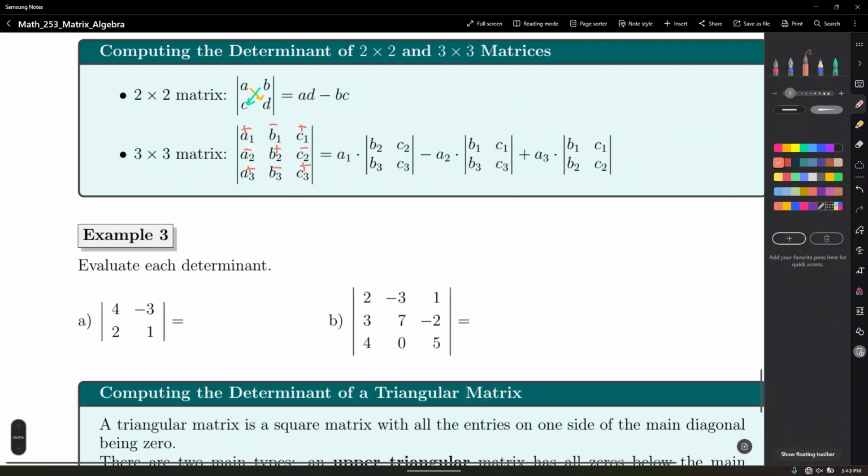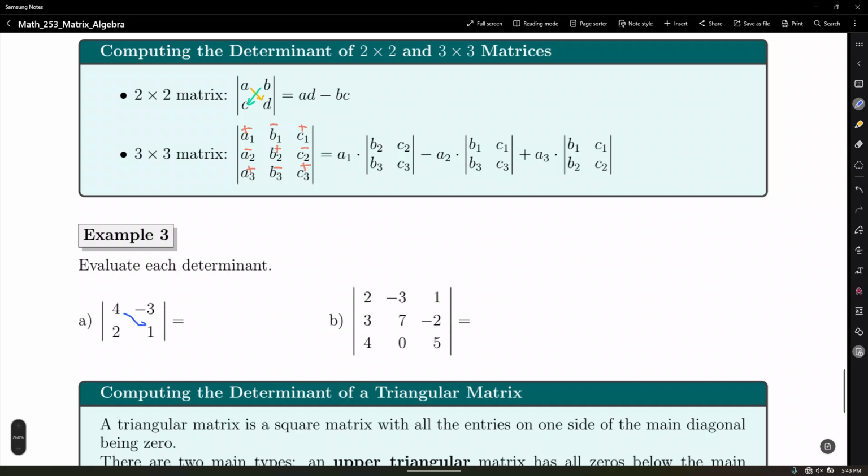Okay, let's evaluate this determinant here. Evaluating that is 4 times 1, minus negative 3 times 2, which is equal to 4 plus 6, which equals 10. So that's the value of the determinant, 10.